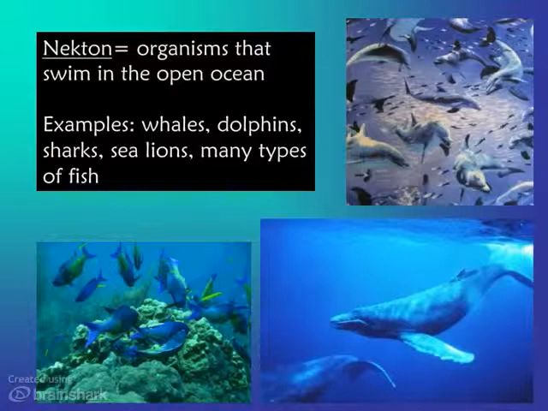The next type of marine life are the nekton. These are the organisms that can swim freely in the open ocean. Unlike plankton that move around in the currents, nekton can decide where they want to go. Some examples would be whales, dolphins, sharks, sea lions, basically any kind of fish you can think of.